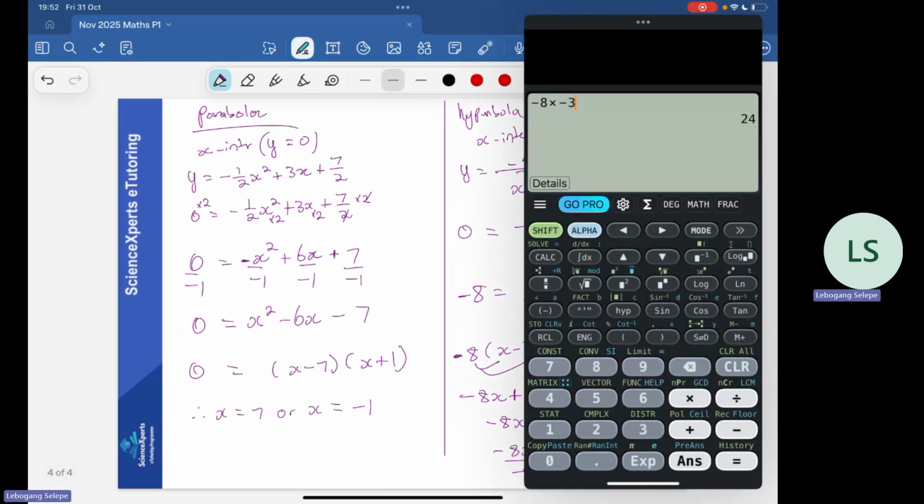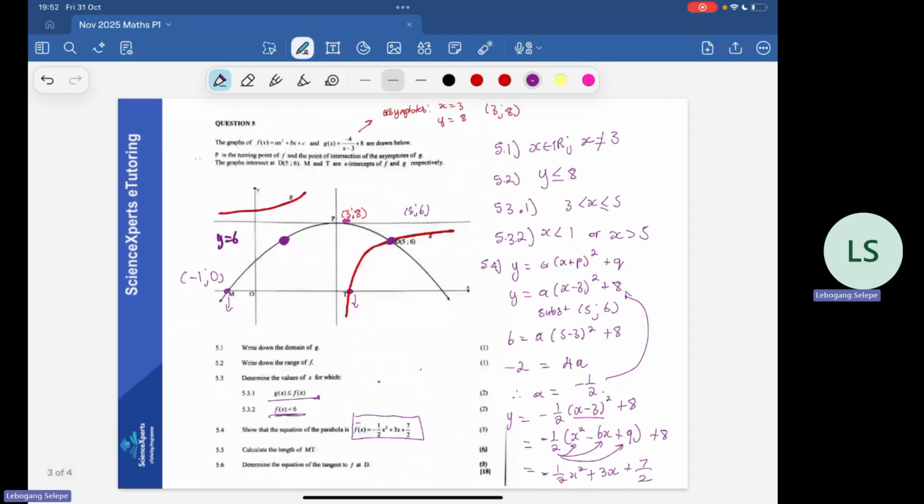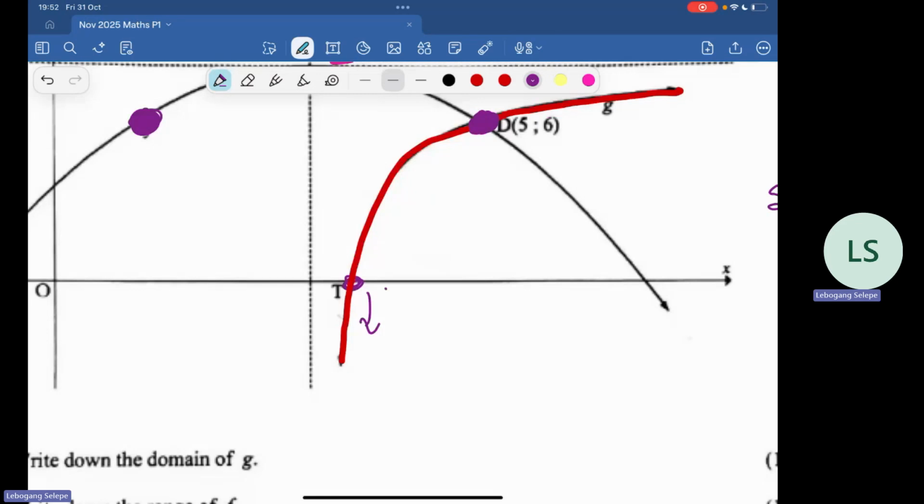28 divided by 8, which is 7 over 2. Right? It's 7 over 2. Now let's indicate that the coordinates here are 7 over 2, 0.